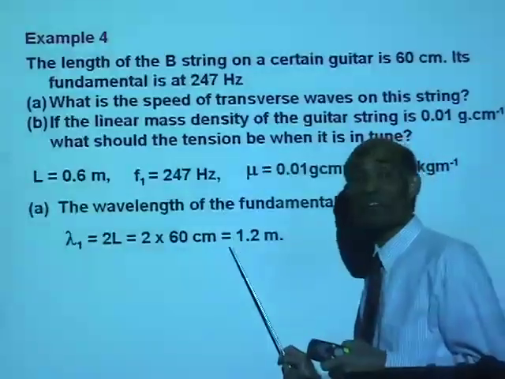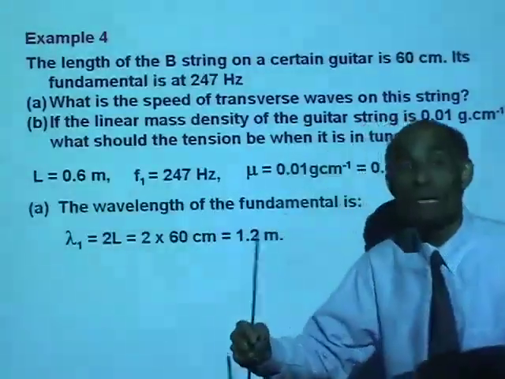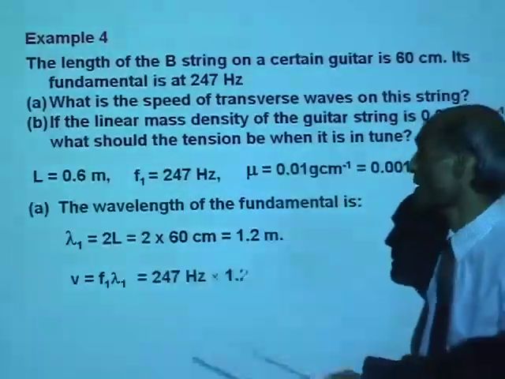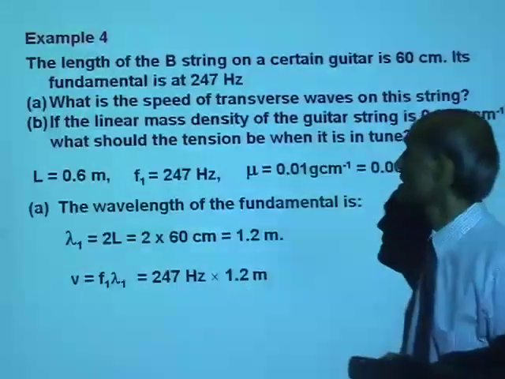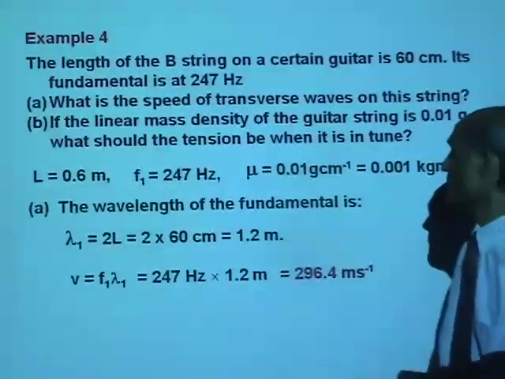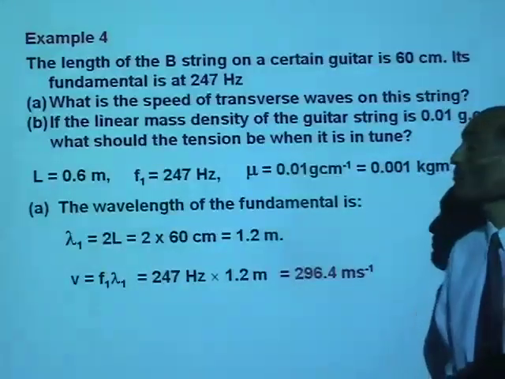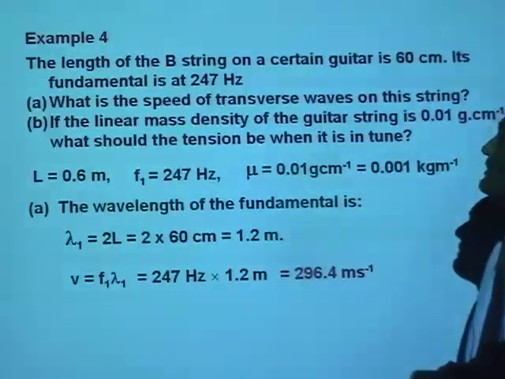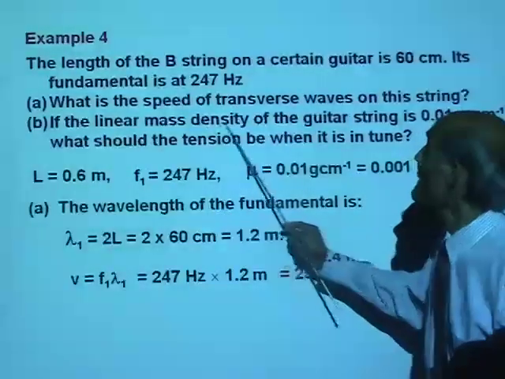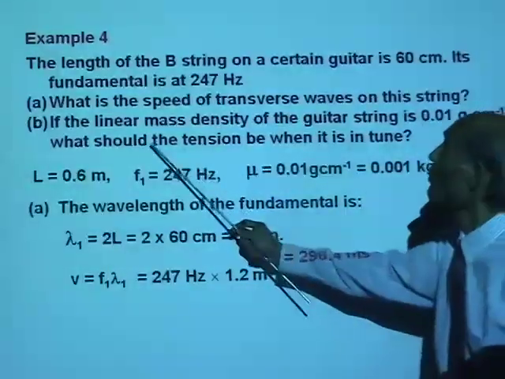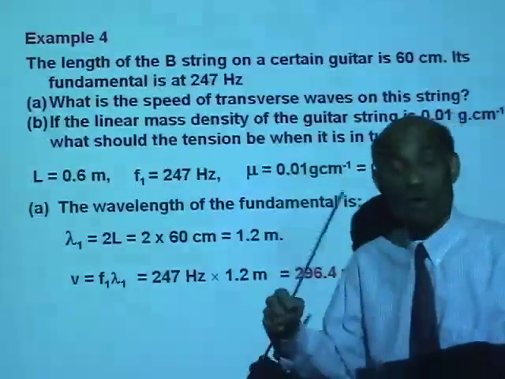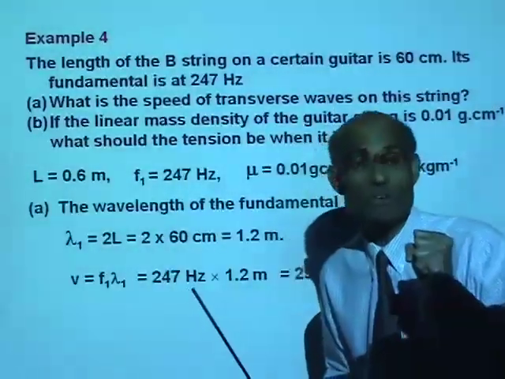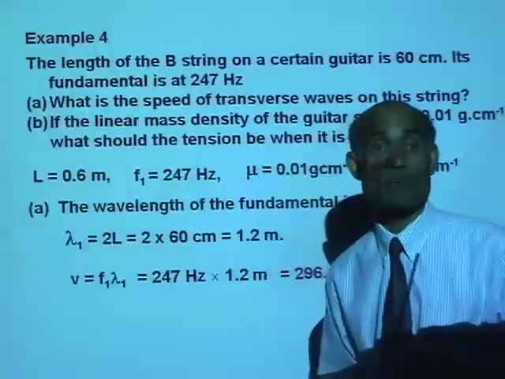All right, do we have enough information to find the wave speed? Yes, v equals f1 times lambda 1, which is 247 hertz times 1.2 meter. That is 296.4 meters per second, the speed of transverse waves on that string. If the linear mass density is given, what should be the tension when the wire is in tune? If this wire is in tune, what is the tension on that wire?